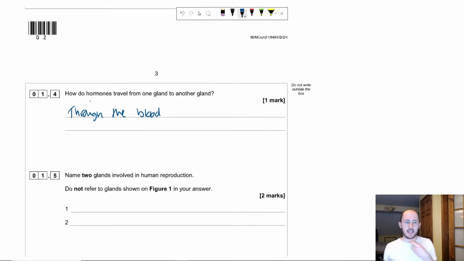You can also say in plasma or in certain blood vessels, but the idea is that it's just through the blood. Now, this is actually a very interesting part because there's two major systems that control how your body works. You have your nervous system, which is all your nerves and your brain and your spine, and then you have the endocrine system. So what you might be wondering is what is the difference between your nervous system and the endocrine system?